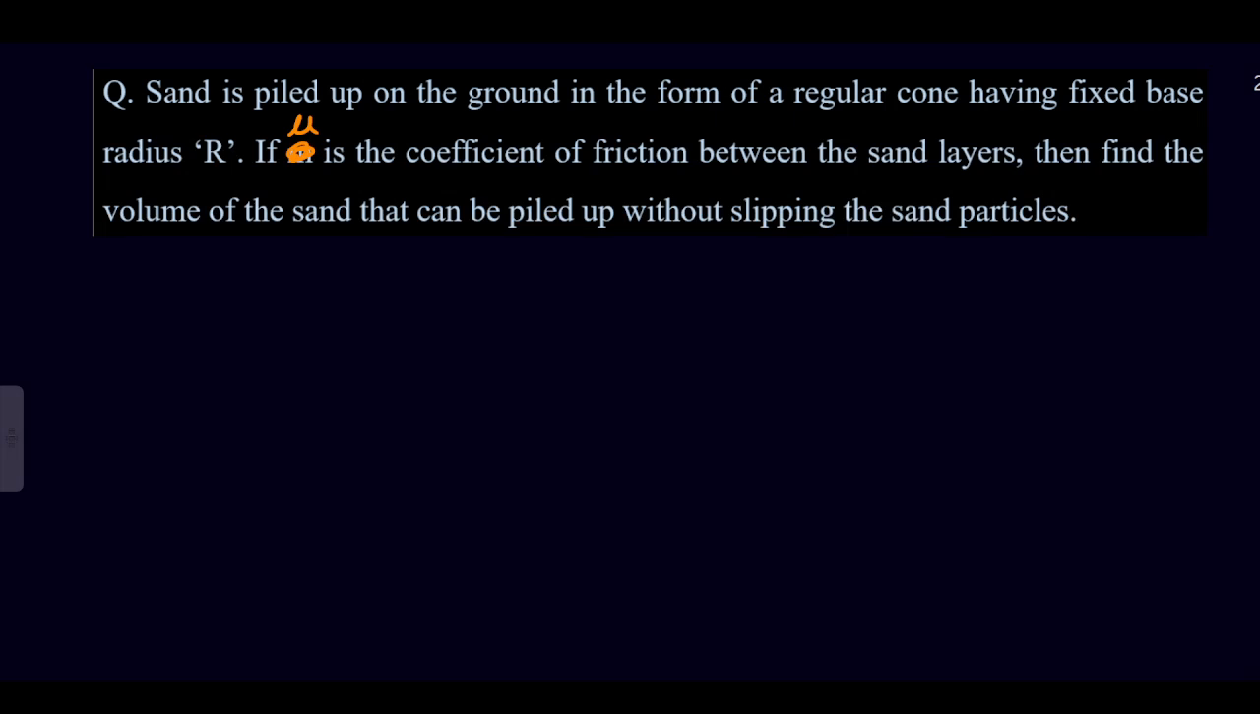Now just imagine what they are saying here. The sand they are placing in the form of a cone, right? Mu is the coefficient of friction between the sand layers. We need to find the volume. So let us consider this C is the cone we have formed like this.